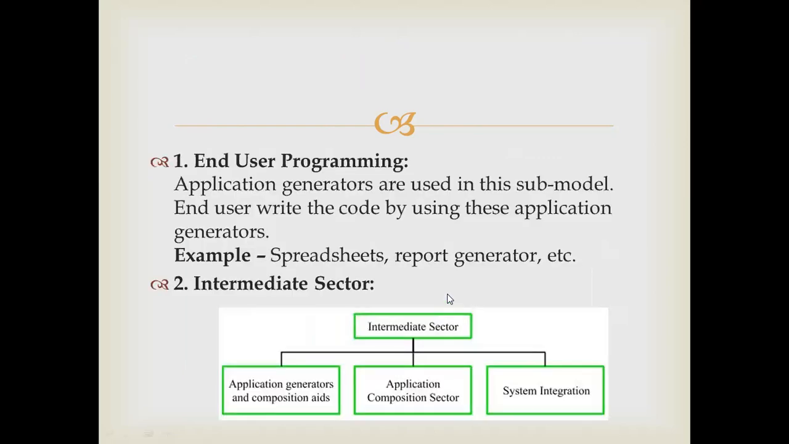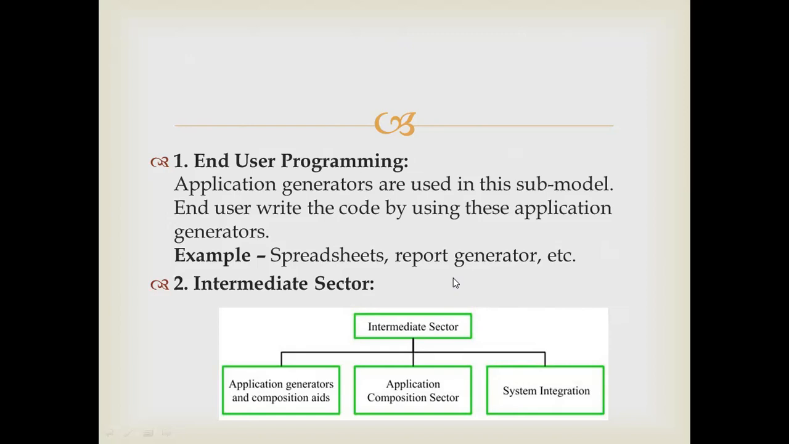End user programming: application generators are used in this sub-model. The end user writes code by using these application generators. Now, who are the end users? The people who are going to use the application, and who will write the programming code with its help. For example, it can be a spreadsheet, a report generator, etc.